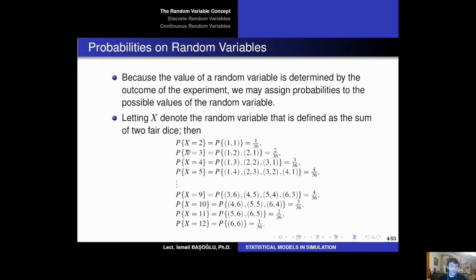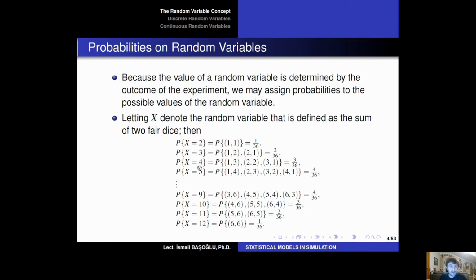For example, if we are talking about random variable x in the previous page, which is the sum of two dice, the event of x being equal to 2 can only happen if you get a 1-1. Or the event of x to be equal to 9 can only happen if you observe one of these four outcomes. Or if you want x to be equal to 11, then you need to observe one of these two outcomes, either a 5-6 or 6-5.